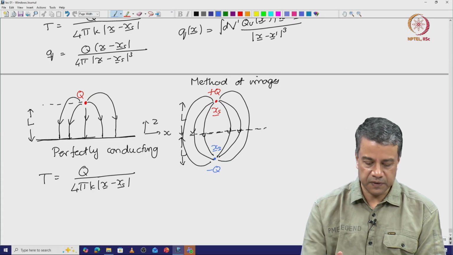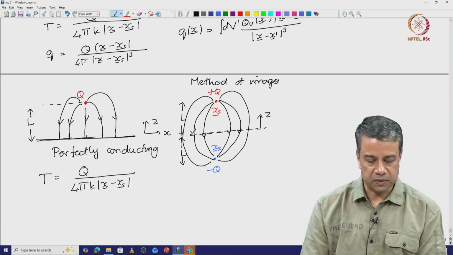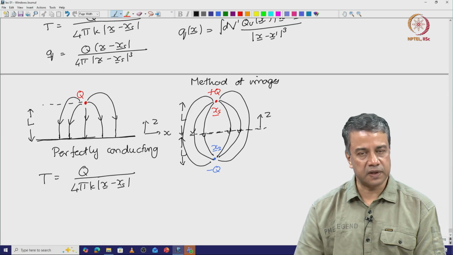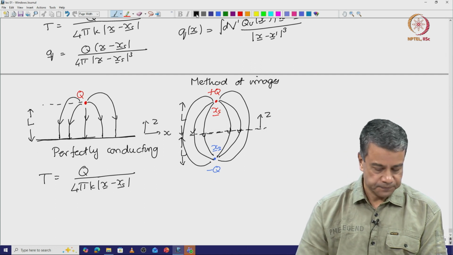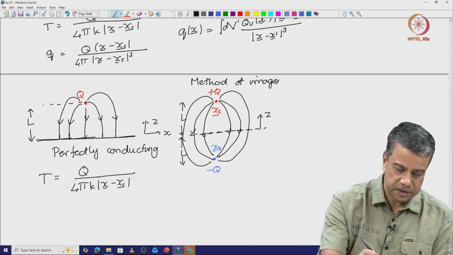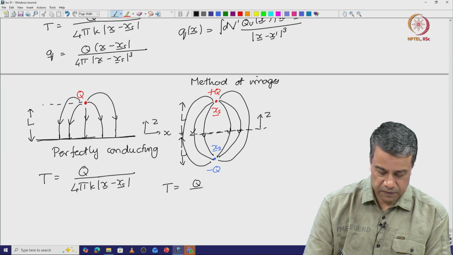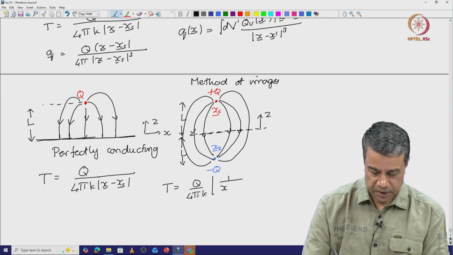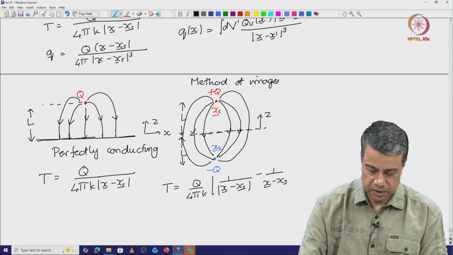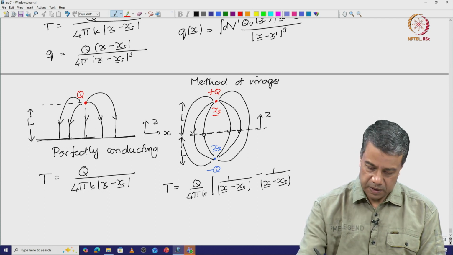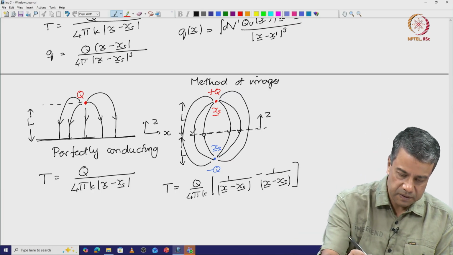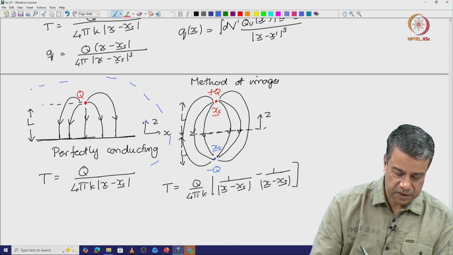For this configuration, the temperature field in the domain z greater than 0 is identical to the temperature field for our physical problem, which consists of a perfectly conducting wall at the boundary. And for this configuration, with the source and image, I can get the temperature field quite easily. T is equal to Q by 4 pi k into 1 by x minus the source location, minus 1 over x minus the image location. So, that is the temperature field. The temperature field in the domain z greater than 0 is the same as the temperature field that I have in my physical problem here.